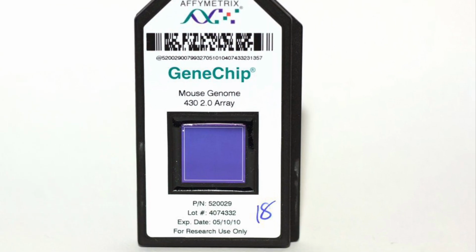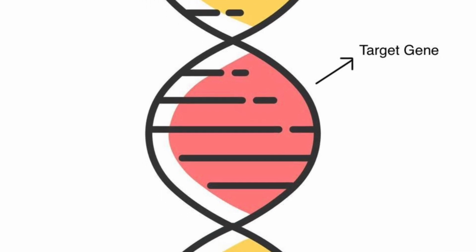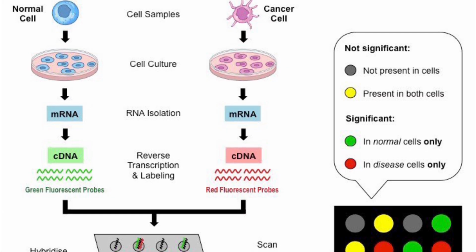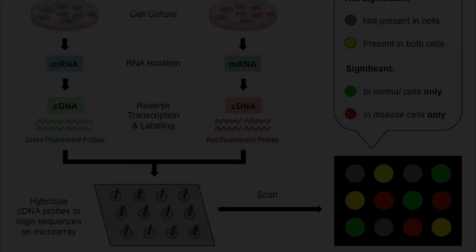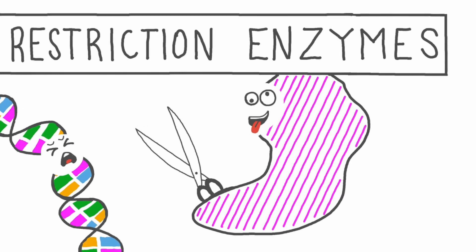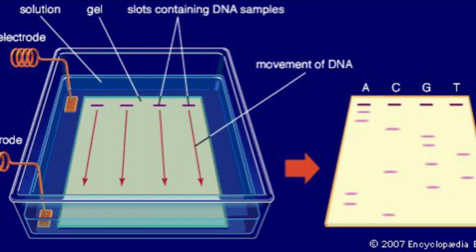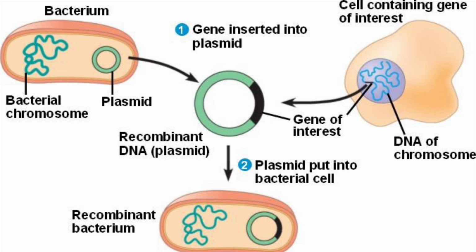Firstly, gene chips are used to identify a target gene or protein that codes for the desired trait. They do this using DNA probes manufactured to stick to the target gene. Secondly, the target gene is isolated by cutting the DNA with restriction enzymes into fragments. These fragments are separated according to size using gel electrophoresis. The target gene is cut from the gel and amplified using PCR or bacterial plasmids, otherwise known as gene cloning.